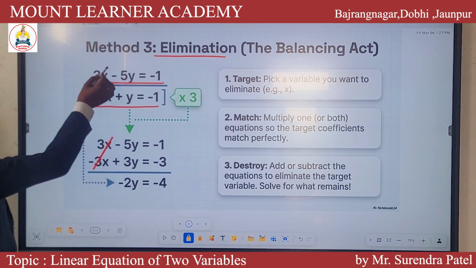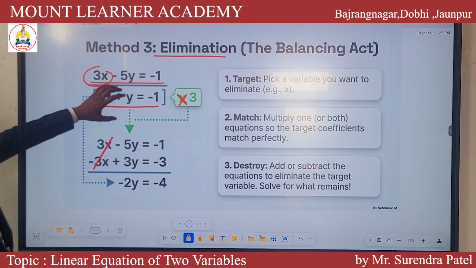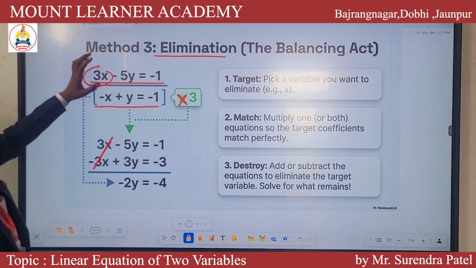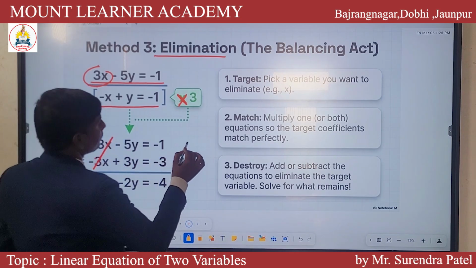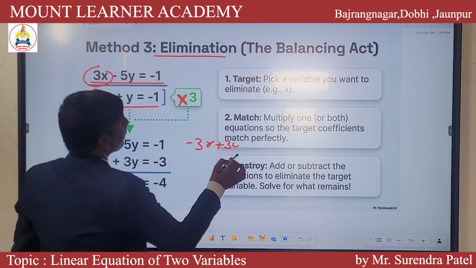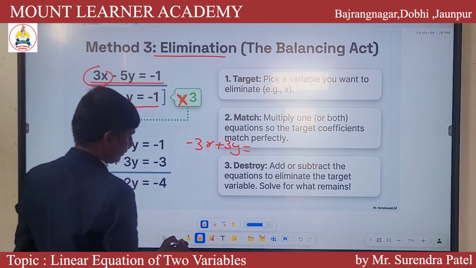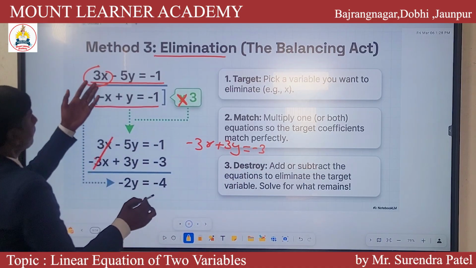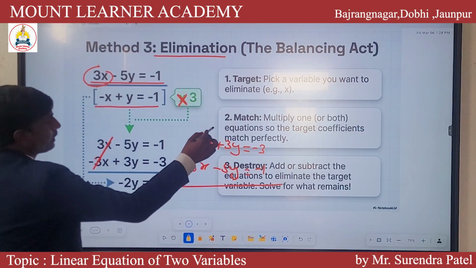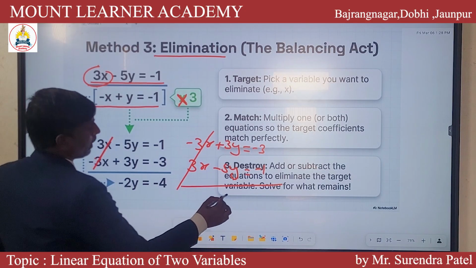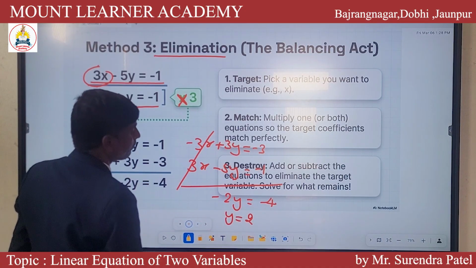If we balance the value of x, then we multiply by 3. Then we get minus 3x plus 3y is equal to minus 3. And here we take 3x minus 5y is equal to minus 1. Now adding these equations, the x terms cancel. Minus 2y is equal to minus 4, and we got y is equal to 2.